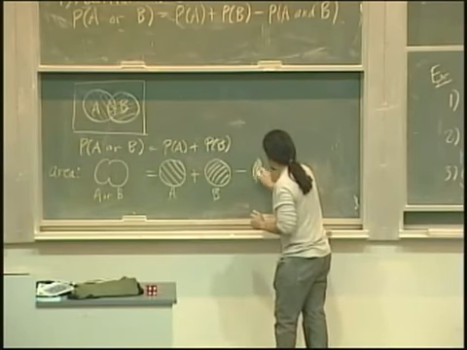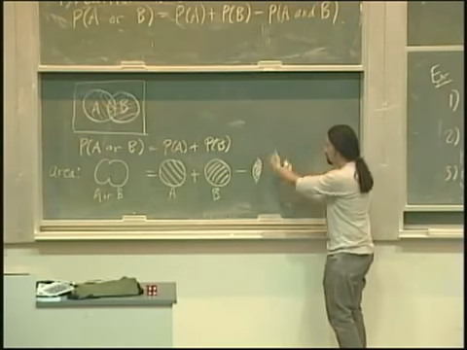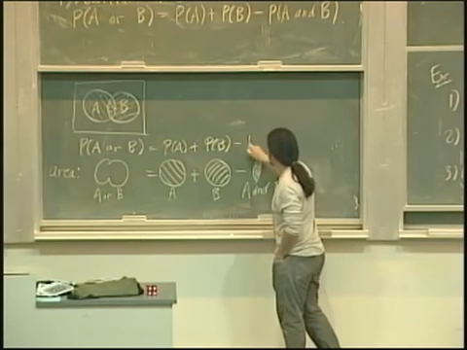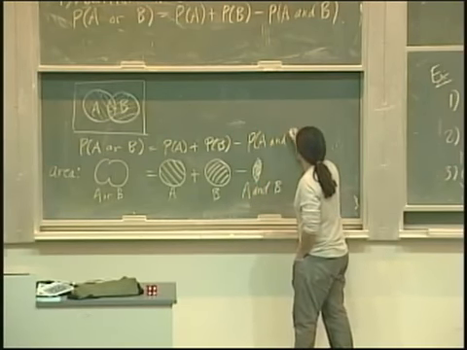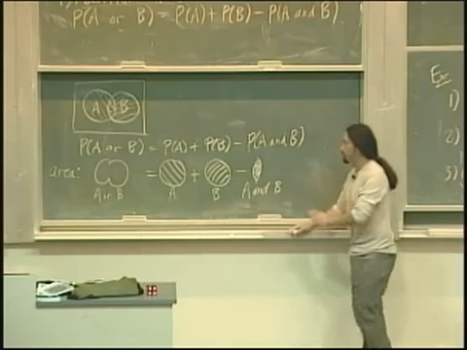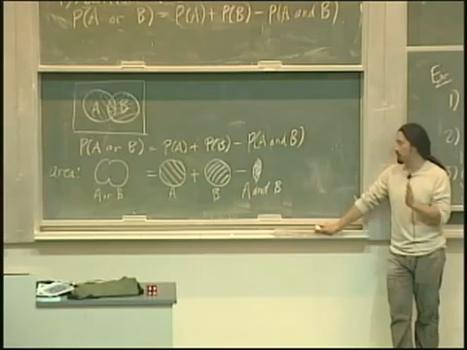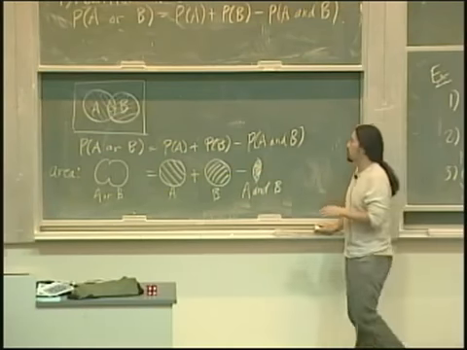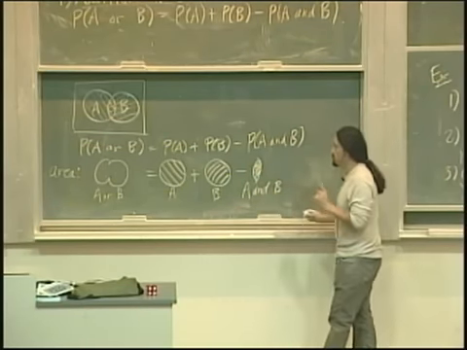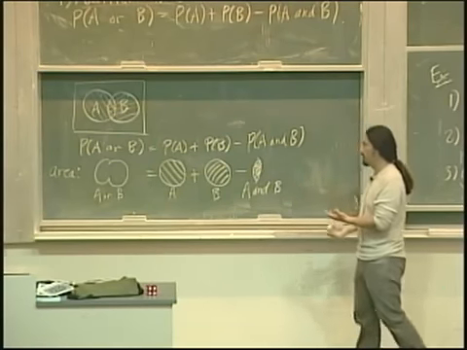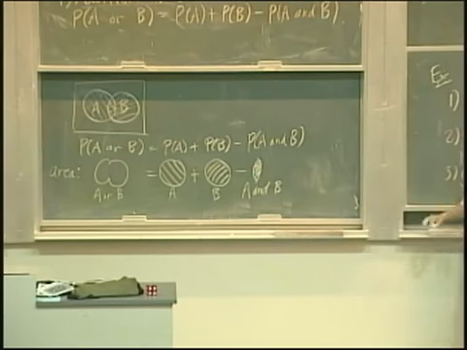Okay, this is the area that's in both, right? This is A and B. So I'm still including it in my overall area. I want to avoid counting it twice, right? So that's why I'm subtracting it once. By subtracting it once, I still include it in my overall area, and I just avoid counting it twice. OK? Questions on that kind of picture and intuition behind that?